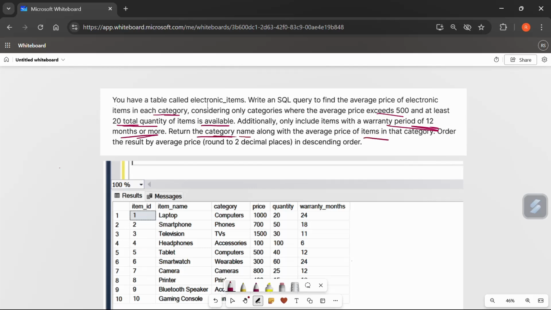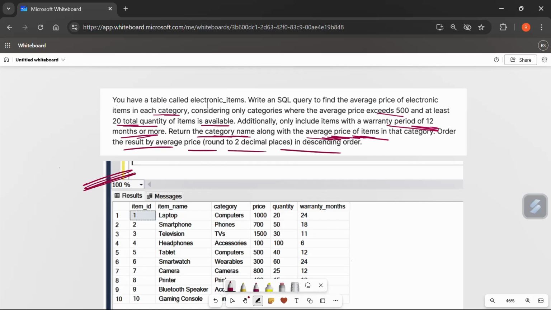Return the category name, okay, and the average price of the item in that category. Order the result by average price rounded to two decimal places in descending order. Okay, we have a table whose name is electronic items.